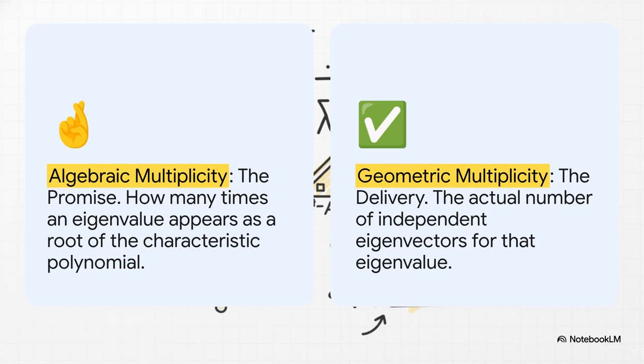It all comes down to comparing what I like to call the promise versus the delivery. On one side, you have the algebraic multiplicity. That's the promise. It's how many times an eigenvalue pops up as a solution. So, if an eigenvalue shows up twice, the matrix is promising you two special independent directions. Then on the other side, you have the geometric multiplicity, and that's the delivery. It's the number of actual independent eigenvectors you can find for that eigenvalue.